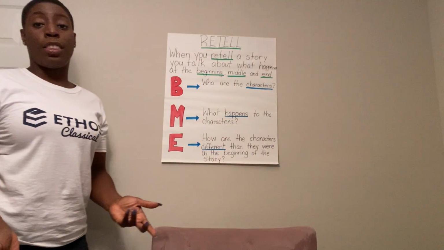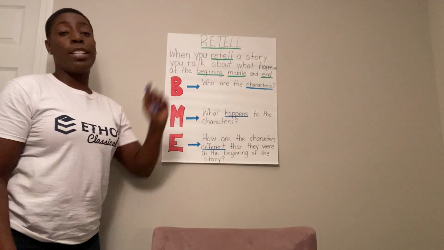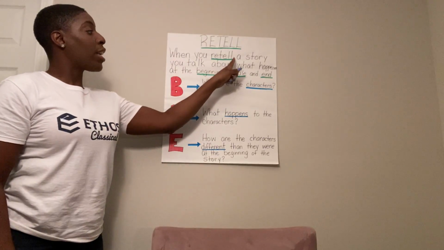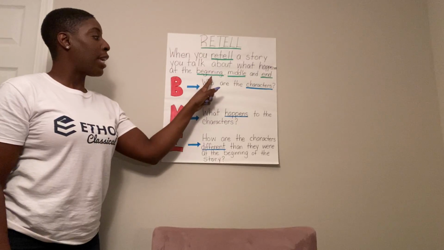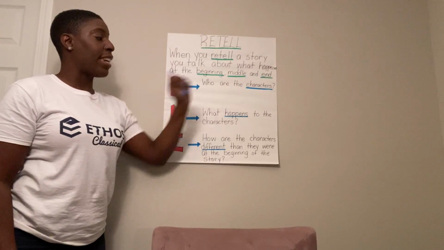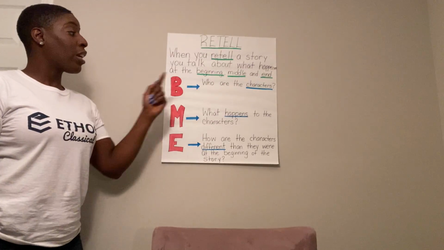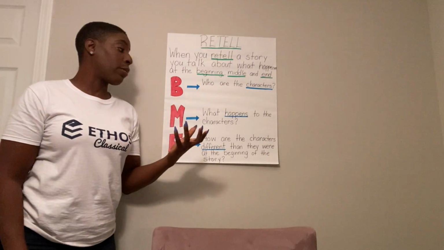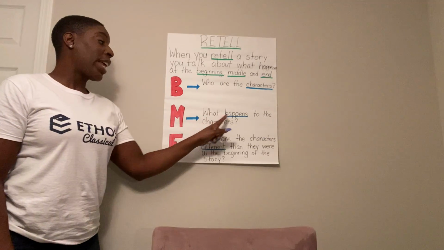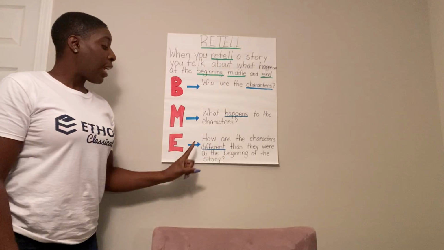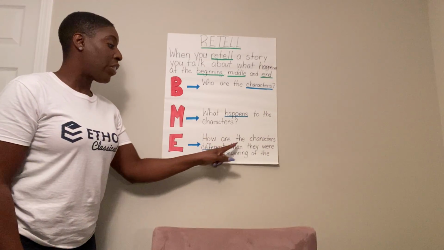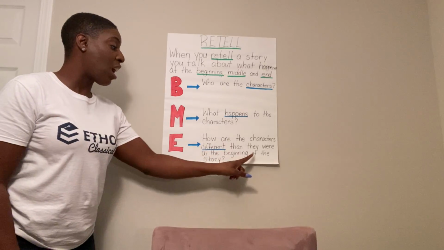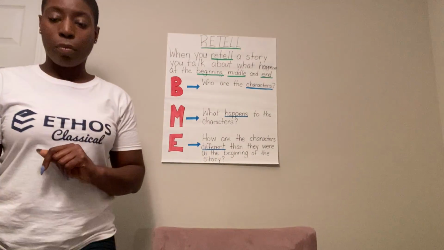Our reading strategy this time around is retelling. When you retell a story, you talk about what happened at the beginning, middle, and end. In the beginning, you're thinking about who the characters are. In the middle, what happens to the characters? And at the end, how are the characters different than they were at the beginning of the story?